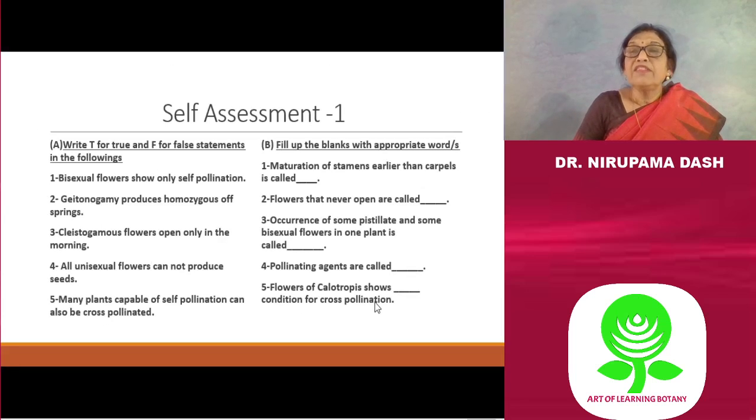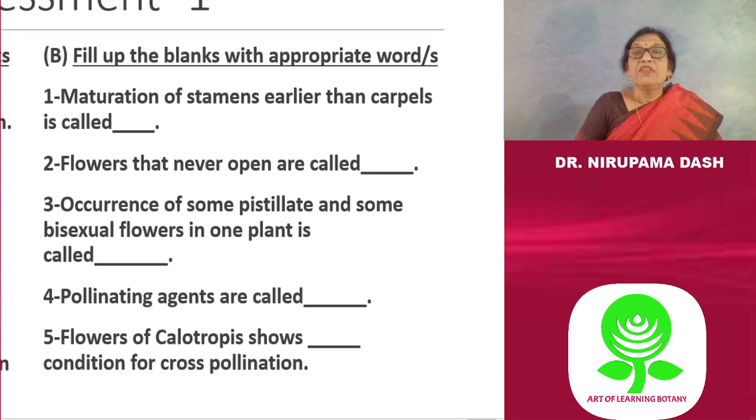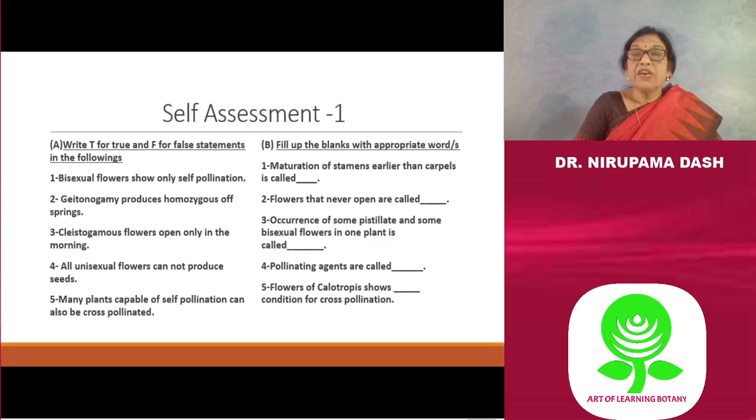Coming to self-assessment number 2, here fill up the blanks with appropriate words. The maturation of stamens earlier than carpels is called protandry. Flowers that never open are called cleistogamous flowers. Occurrence of some pistillate and some bisexual flowers in one plant is called gynodioecy. Fourth one: pollinating agents are called pollinators. Then fifth one: flowers of Callistemon show herkogamy, a condition for cross-pollination.